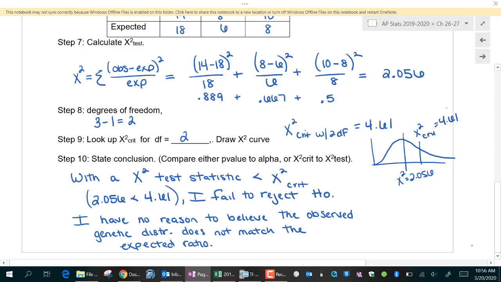Okay, so my conclusion is, with a chi-squared test statistic less than the chi-squared crit, so 2.056 is less than 4.61, I fail to reject H0. I have no reason to believe the observed genetic distribution does not match the expected ratio. Now, you could also do this with a p-value as well, and I just want to remind you how you can do a test in your calculator.